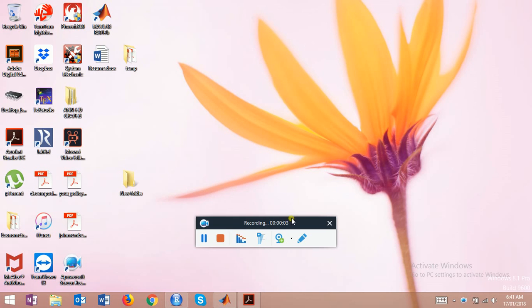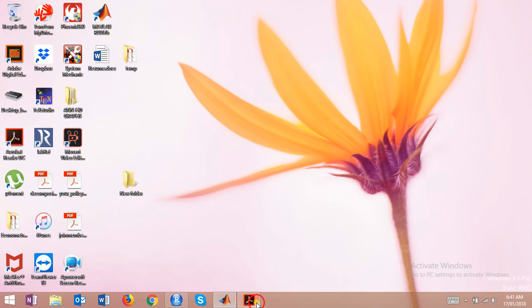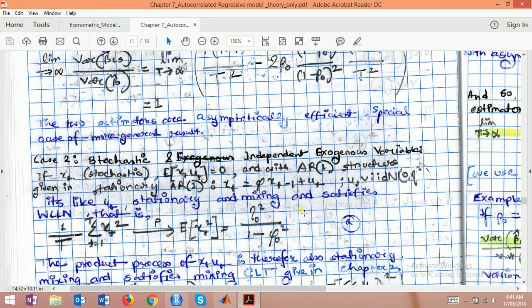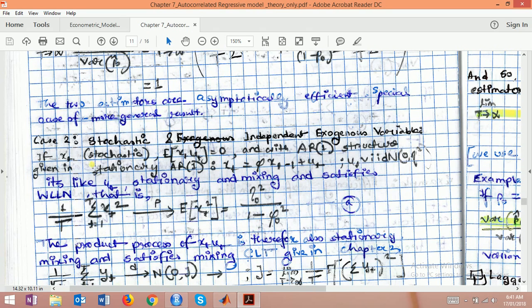So before we move on to the fifth problem, there's something in theory we'll just revise very quickly. Stochastic and independent exogenous variable. If x is stochastic, then the covariance of x and ut is 0.